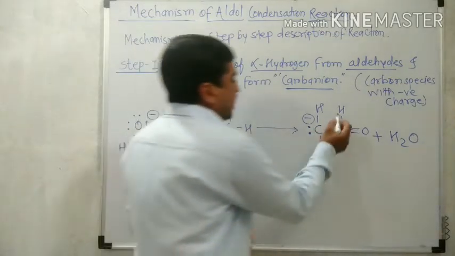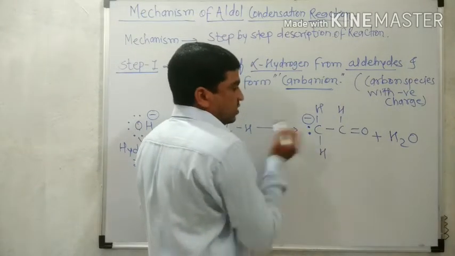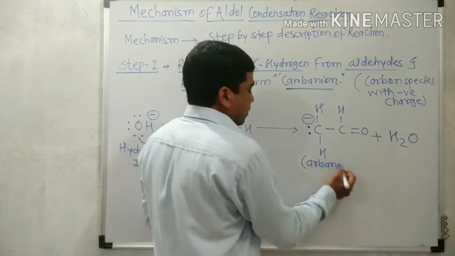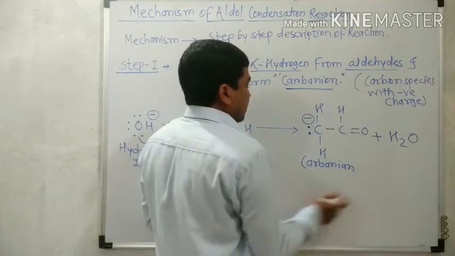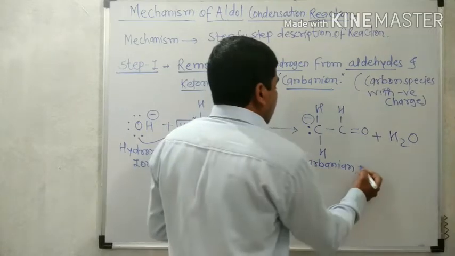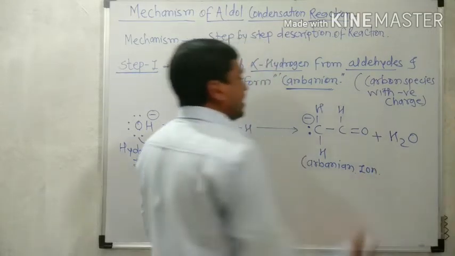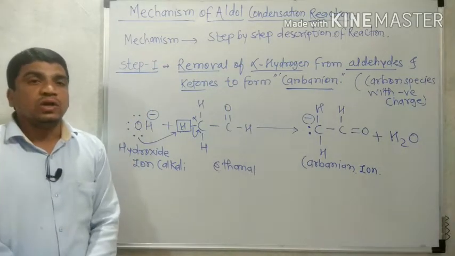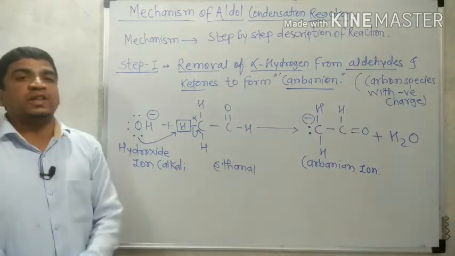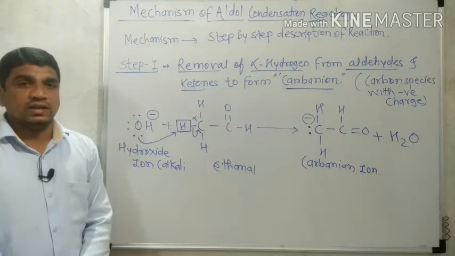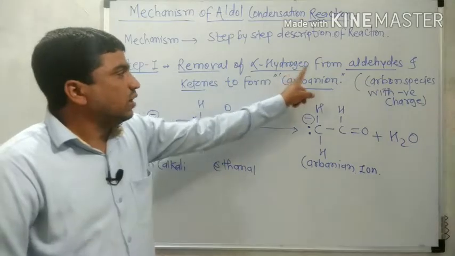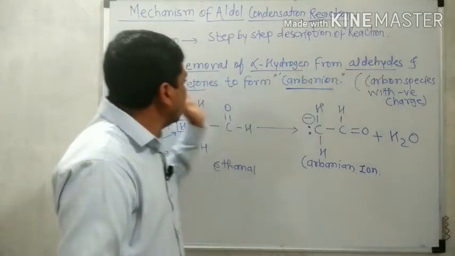Now, this carbon species contains a negative charge. Therefore, it is a carbanion. Now that carbanion forms in the first step of the reaction. So, which is the first step in the Aldol condensation reaction? The first step is the removal of an alpha hydrogen from the aldehyde or ketone.